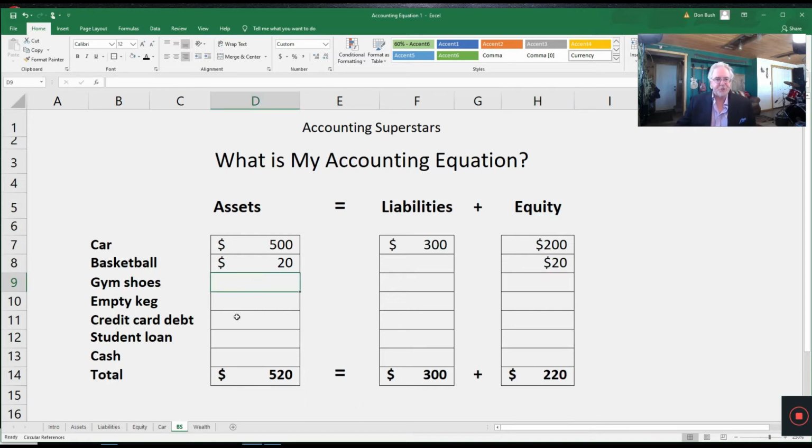Gym shoes. Let's say you bought the finest gym shoes ever made. They cost at least $200, maybe $250. I have no idea what they go for. But they're used, and since they're used, they're probably not worth very much. Maybe you could sell them on Craigslist or something. I don't know. But let's say that they're worth maybe $30 now. And you don't owe any liabilities on them. And so your equity would be $30.